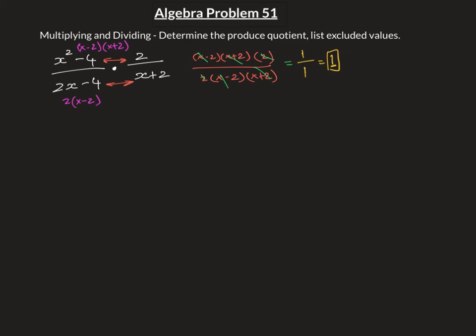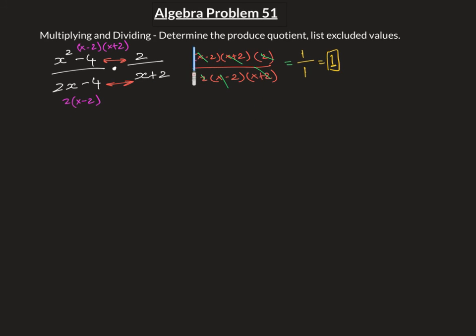So now let's recap. Our first step was to try to find something that factors. And we did. So you had x squared minus 4 that factored down, and then 2x minus 4 that factored. These two didn't factor. That's okay. And now multiplying, so we multiply straight across. So now you have x minus 2 times x plus 2 times 2 in our numerator, and then 2 times x minus 2 times x plus 2 in our denominator.